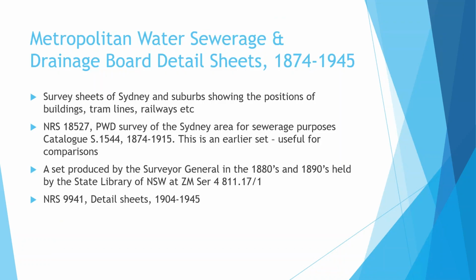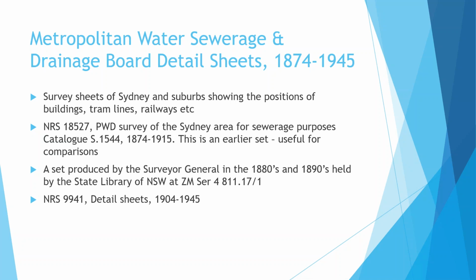The next things I want to just show you are the detail sheets from the Water, Sewerage and Drainage Board for Sydney. These maps cover 1874 to 1945, and they show Sydney and suburbs with the positions of buildings, tram lines, railways, sewer lines, gas lines, those sorts of things. So they're quite useful to show you where everything was in the early days.